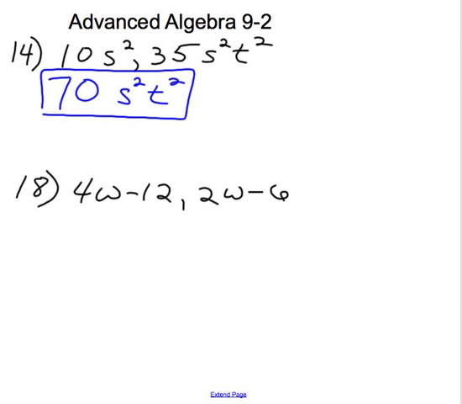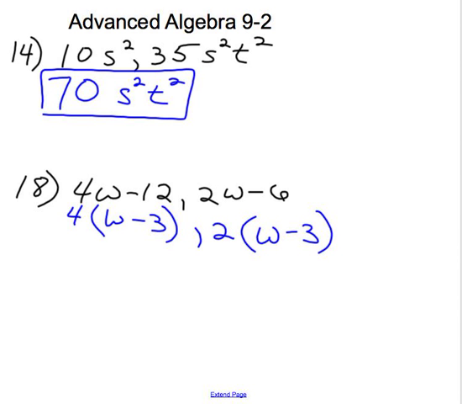For number 18, you have binomials that you're supposed to find the LCM of. Before you do anything, factor it, just like in 9-1. For the 4w minus 12, there's a GCF of 4. If I take that out, I have 4 times w minus 3. For the second binomial, there's a GCF of 2. Factor out a 2.